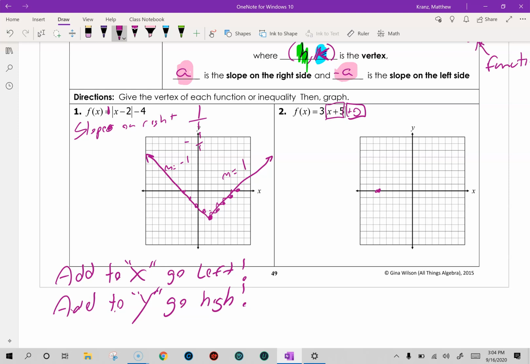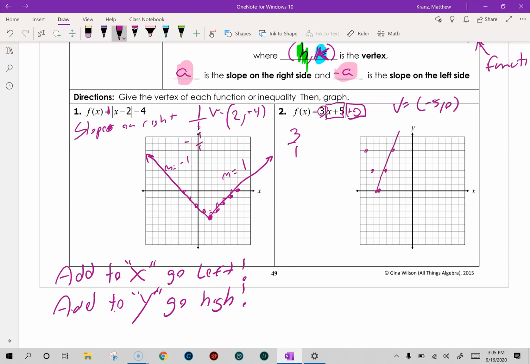So over here, my vertex was 2, negative 4. Here my vertex is negative 5, 0. And you see that my slope is 3, so 3 over 1. So that means I go up 3, 1, 2, 3, and over 1. 1, 2, 3, and over 1. And I do the same thing on the left side. I go 1, 2, 3, and over 1.